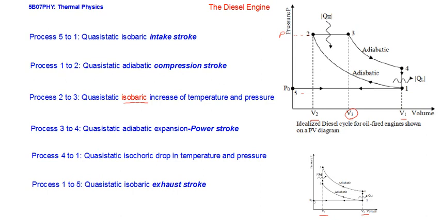That is due to the flattening of the portion 2, 3 in the PV diagram. Earlier it was vertical, so 2 and 3 had the same volume. Now 2 to 3 is flat, so 3 gives rise to an intermediate volume. V3 is an intermediate volume. You can see V2 is less than V3, which is less than V1. So V1 is the highest of all three, and V3 is an intermediate volume, and that V3 is a new addition in the PV diagram.